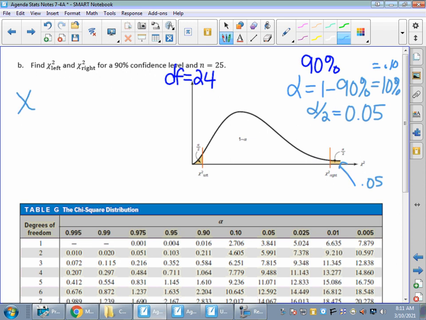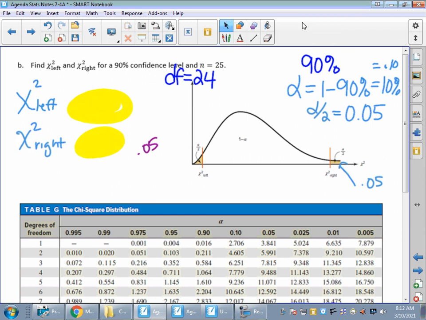So let me jot this down. Chi-square left, chi-square right. And we just did a quick calculation. Our alpha over 2 was 0.05. That's what I look up in my chi-square table. And then remember 1 minus alpha over 2 for this side. So that's going to be a, what, 0.95? So I'm going to look up a 0.95 on this side. So I go down to my degree of freedom 24. It's way, way at the bottom of my page.